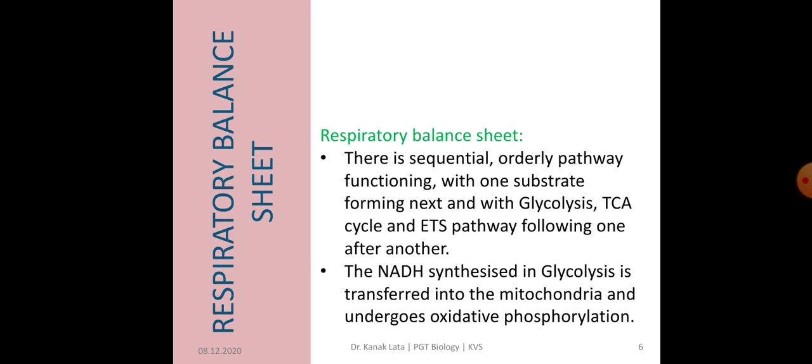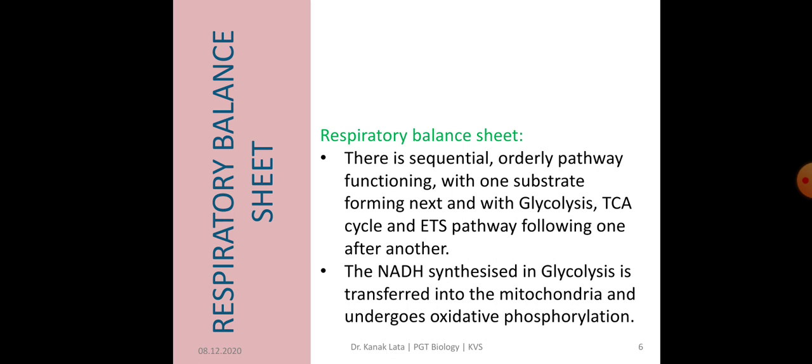Now let us discuss respiratory balancing. It is possible to calculate the net gain of ATP for every glucose molecule oxidized. But in reality, this can remain only a theoretical exercise. This calculation can be made only on certain assumptions: that there is a sequential orderly pathway functioning with one substrate forming the next, and with glycolysis, TCA cycle and electron transport system pathway following one after another.